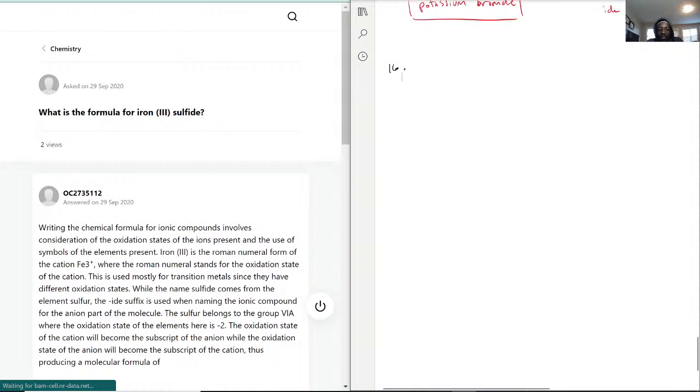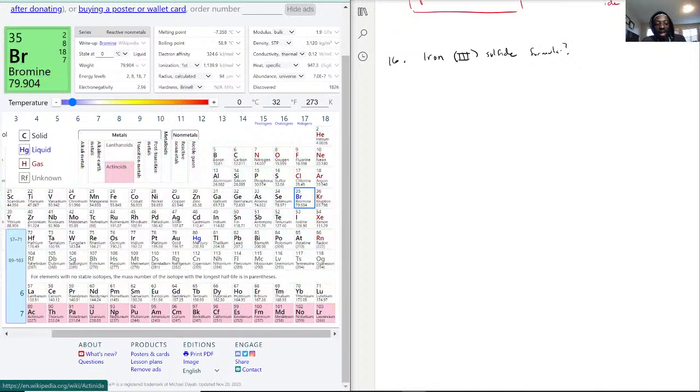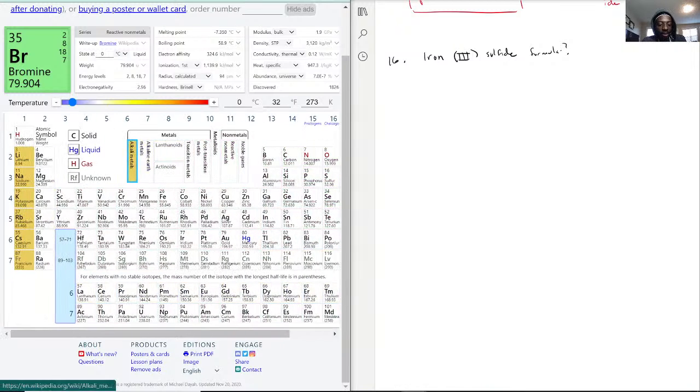What is a formula for iron 3 sulfide? Well, I'm really glad that we just talked about what sulfide meant. Iron 3 sulfide formula. Okay, so with this type of question, you're probably wondering why they said iron like that.